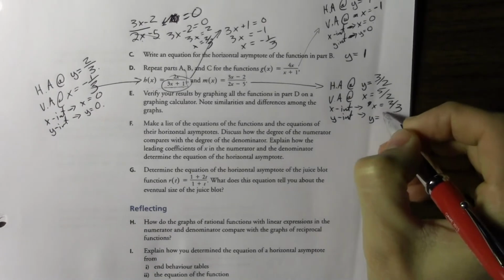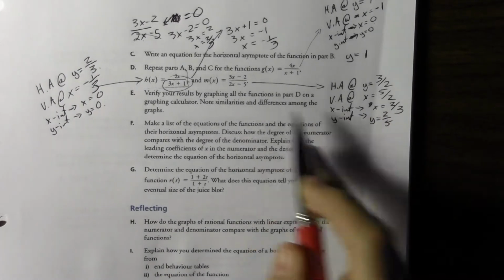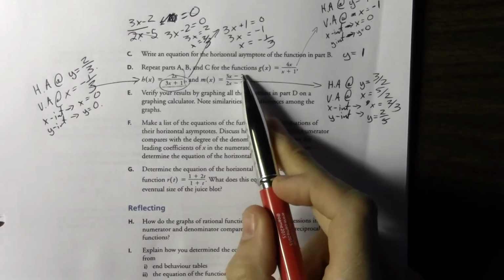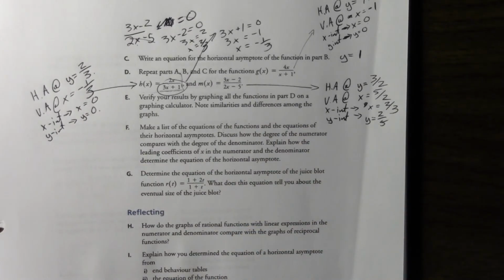Good. Not hard, right? We're just subbing in a value of 0 for x. You get negative 2 over negative 5. The negatives cancel. 2 over 5. Any questions there?